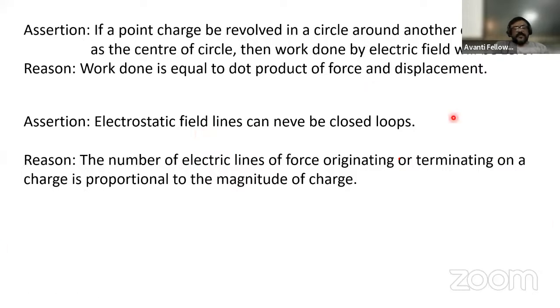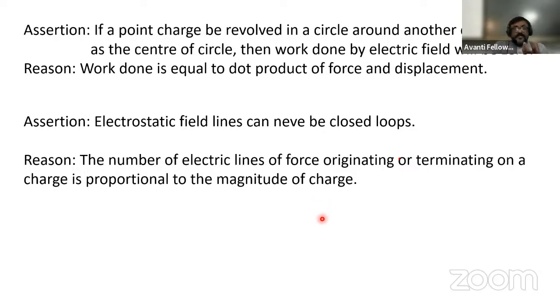What is the reason? We learned that electric field lines start from a positive charge and end in a negative charge. If it is in the form of a closed loop, we must have a positive charge and a negative charge at the same location, which is impossible. We can't keep two charges at the same point at the same time. So that is the reason. But what is the reason given here? The number of electric lines of force originating or terminating on a charge is proportional to the magnitude of the charge.